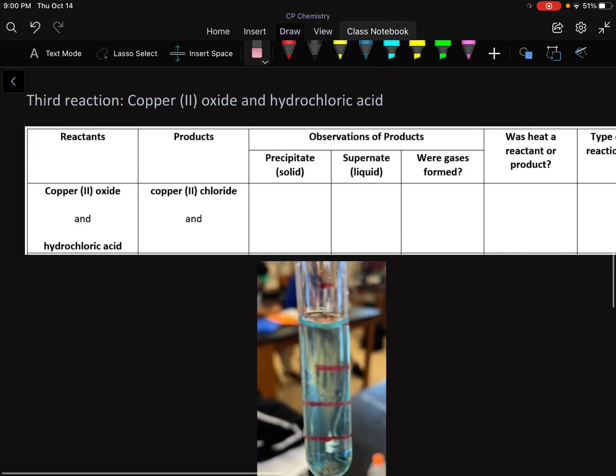The third one was copper 2 oxide and hydrochloric acid. So after you did the copper 2 oxide, or got the copper 2 oxide, the black copper 2 oxide, you added hydrochloric acid. And when you did this, everything should have redissolved, and it should have been a light blue, clear liquid. Okay, so there's no precipitate in this. And the supernatant is a light blue.